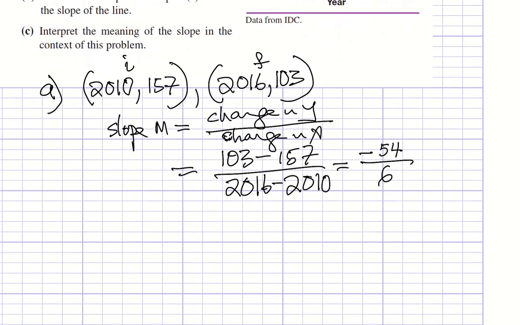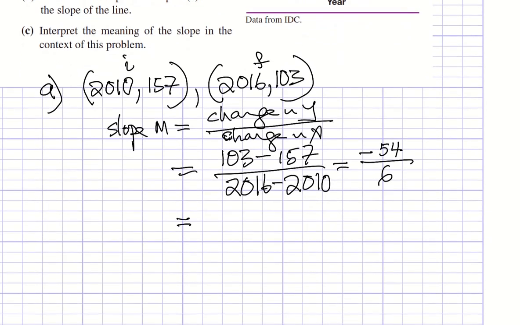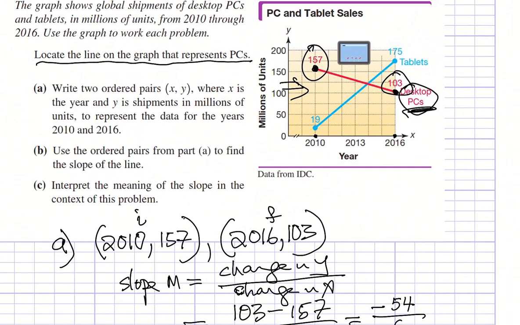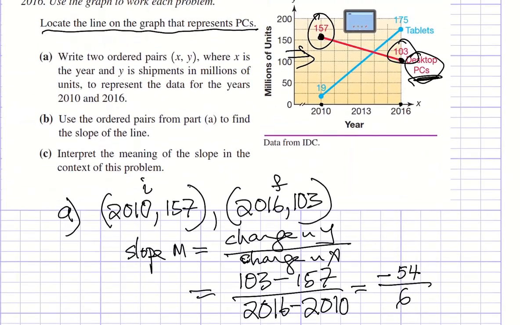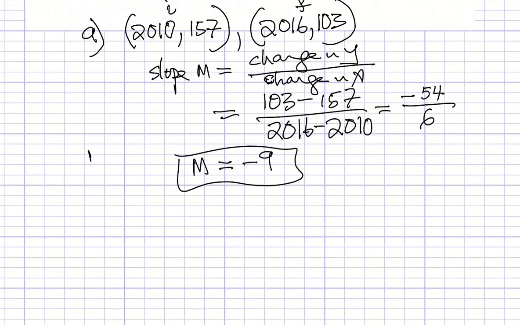So our slope is -9. That's the slope. M is -9. See the graph, the red line is slanting downwards from left to right. And then C, actually this is B.